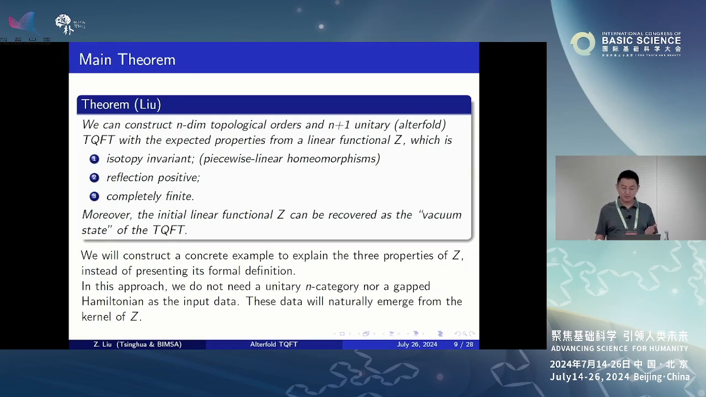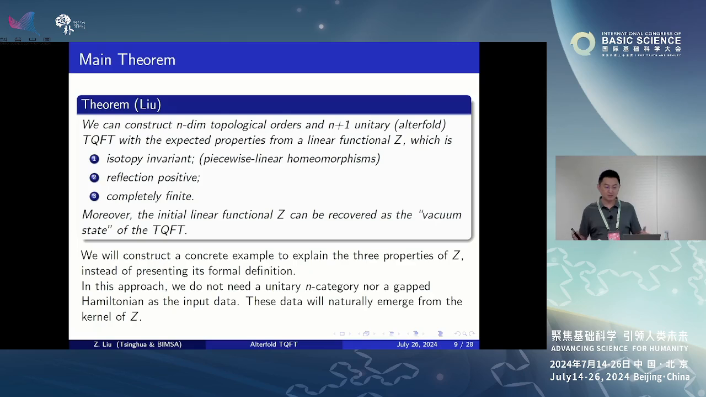Another interesting part is, even though the theory of topological order is deeply related to the Hamiltonian, and usually we start with that, here we just start with this linear functional. And we will show there will be a natural Hamiltonian to implement this linear functional as its ground state. And actually, this ground state is very special. It's the vacuum state in the topological quantum field theory.